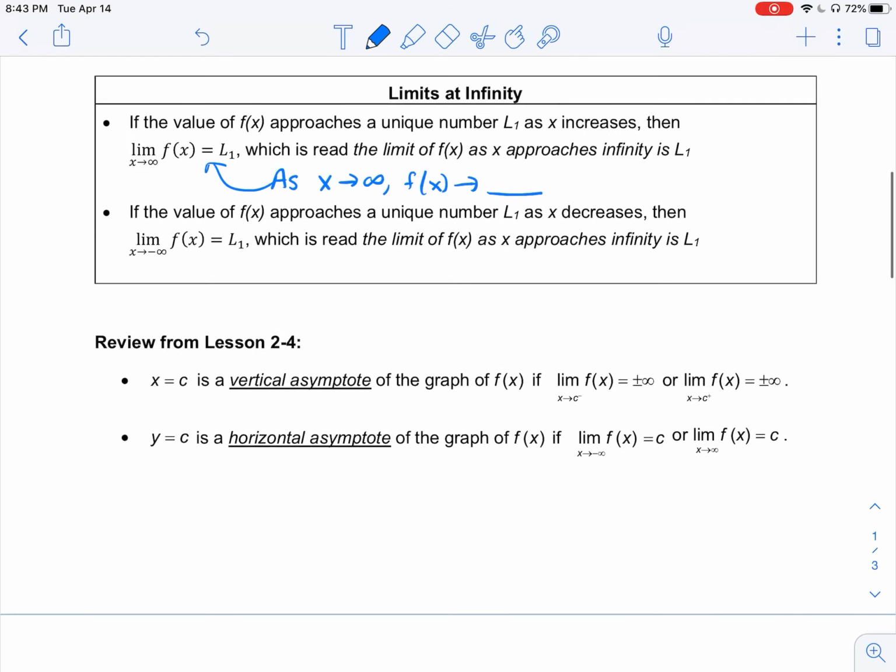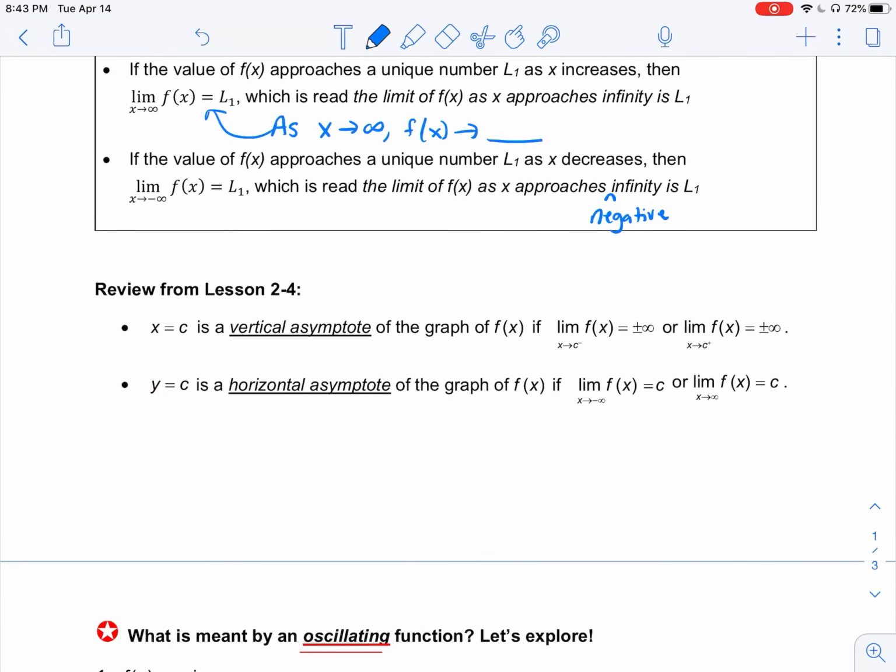Let's talk about negative infinity. If the value of our function approaches a unique number L1 as x decreases, so as x goes to the left, then we could say that the limit as x goes to negative infinity of our function is equal to L1, where L1 is just our variable to represent a number. This is read, the limit of f of x as x approaches negative infinity is L1.